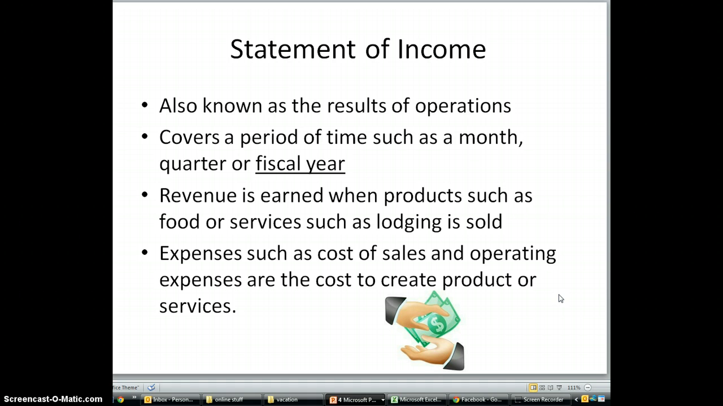When we talk about the statement of income, we really focus on revenue and expense. Revenue is earned when products such as food or services like lodging are sold. Expenses such as cost of sales and operating expenses are the cost to create products or services. If you think about a restaurant, the cost of sales would be the food. For a hotel chain, you would have expenses related to your business, electricity, water. A lot of the utilities are big for lodging. And for both, you'd also have wages and that type of cost. So the statement of income will show revenue and expenses so that you can understand if you are making money.